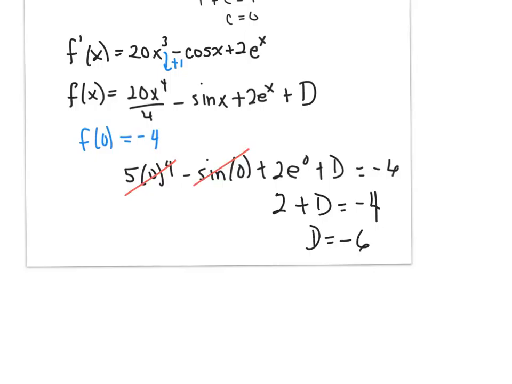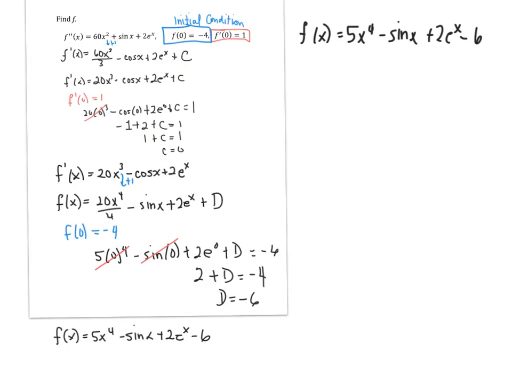So this means that the function that we were looking for should have been f of x is equal to 5x to the 4th minus sine of x plus 2e to the x minus 6. Now, this is the answer down here. This is correct, but what I want to do one last time is to do a quick check.